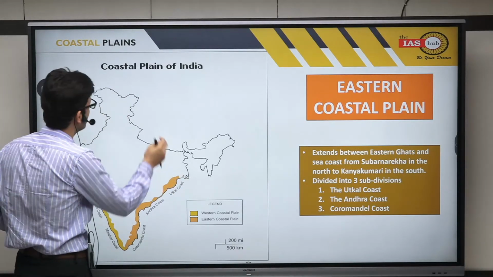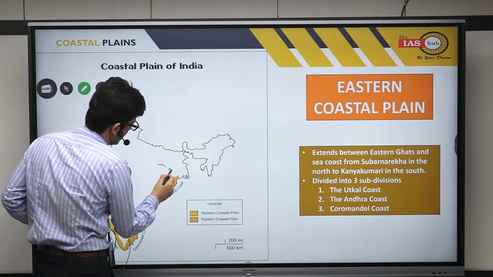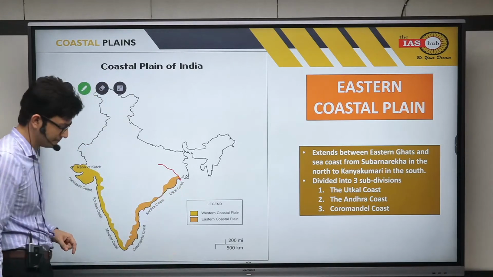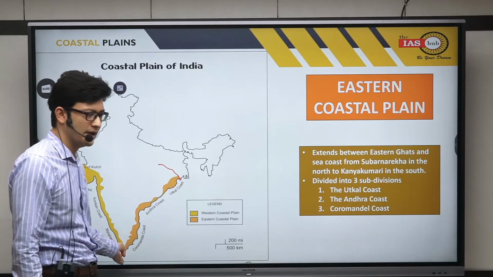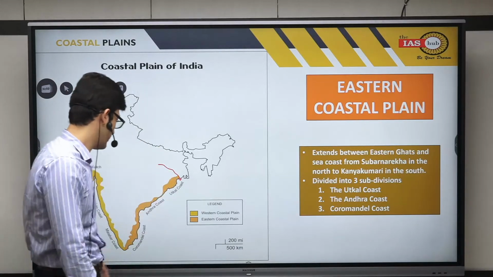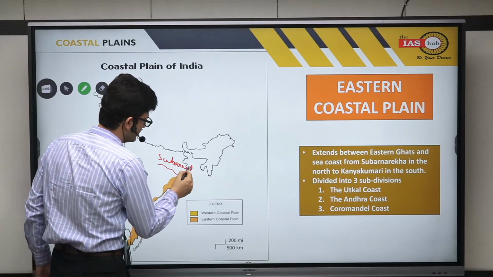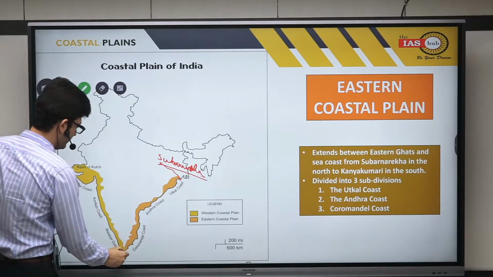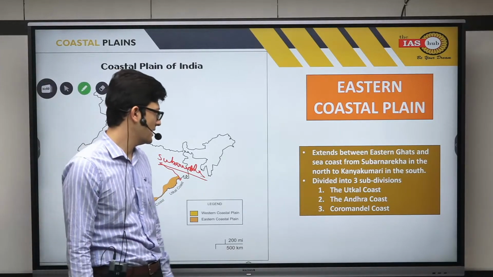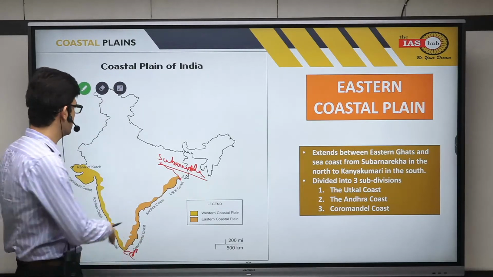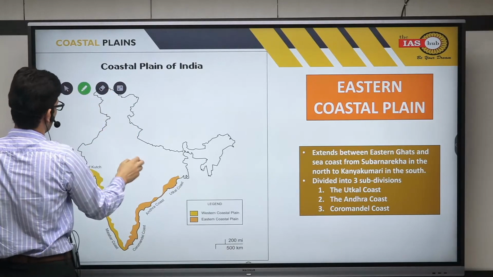So from Subarnarekha river, which originates from Chota Nagpur Plateau and enters into the Bay of Bengal in Odisha, from Subarnarekha to the southern side, Cape Comorin or Cape of Kanyakumari, you'll find the extension of the Eastern Ghats. These are also divided into three parts as we have discussed. So moving on to the individual coastal regions.